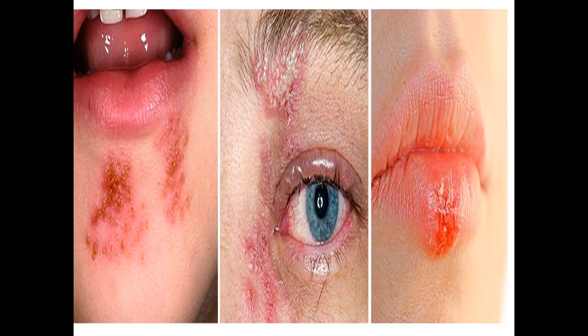This slide shows the clinical manifestations of herpes virus. The clinical manifestations of herpes virus are lesions of the skin and mucous membrane, ocular lesions, visceral and disseminated herpes, neonatal herpes, and cutaneous lesions. In the nervous system, encephalitis and meningitis develop.